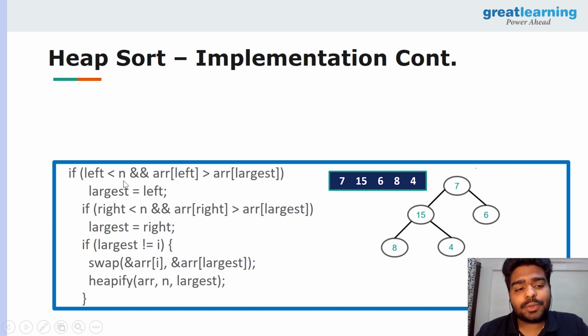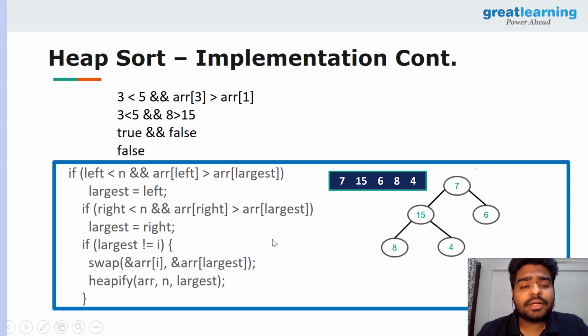So should we start doing this if thing? So let's complete these if conditional statements. What is written in the first if conditional statement? It's written left is less than n. What is the left value which I got? I think I got 3, right? 3 is less than n, which is 5, right? The size of the array. I hope you must be remembering that.